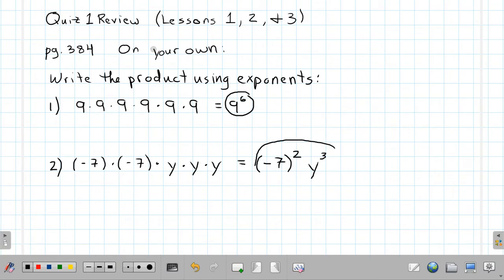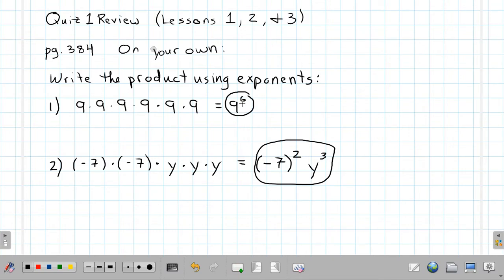So that is actually all we're asking for with these types of questions. Notice up here I didn't say what this was equal to. So once again, pay attention to the directions. If it says to write the product using exponents, that's as far as you need to go, okay? You don't actually have to do this calculation. I'm just checking to see if you know how exponents work, okay?